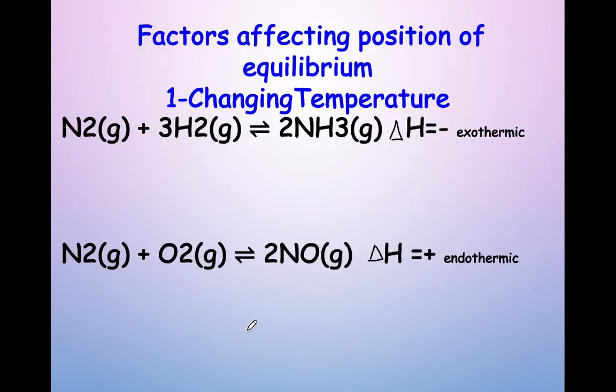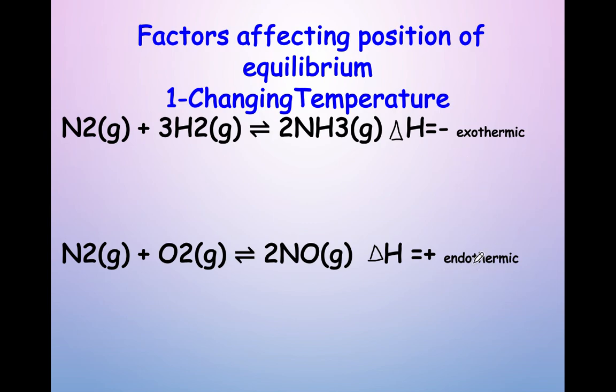So there are, of course, factors affecting equilibrium. Le Chatelier gave a rule with conditions for applying these effects on the position of equilibrium. The first factor affecting the equilibrium is changing temperature. For changing temperature, we have two types of reactions: exothermic reactions and endothermic reactions.